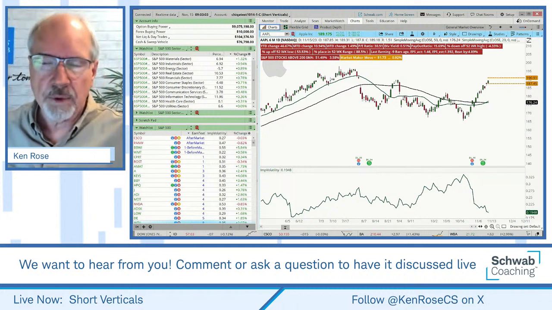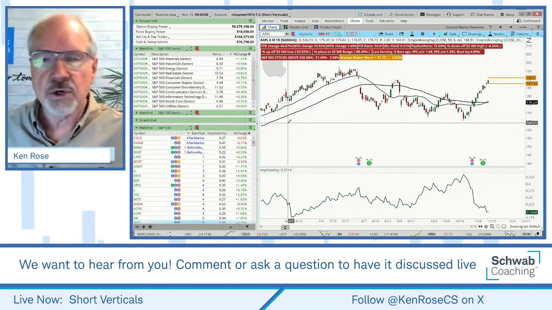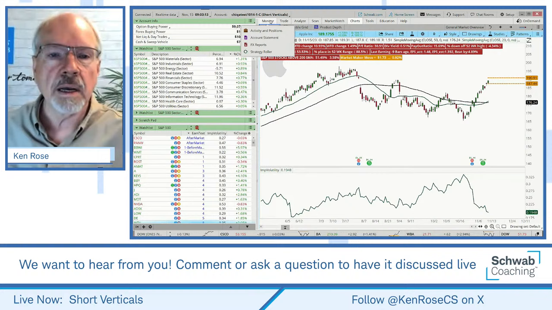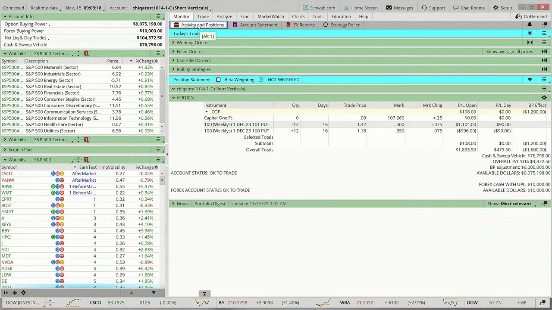Well, now that we have the Thinkorswim platform up here, let's take a look at the short vertical that we put on last week. I'm going to come up here to the top where it says monitor and click on monitor. And then underneath monitor, I'm going to come down here and choose activity and positions. Under activity and positions, here's the trade that we put in last week.